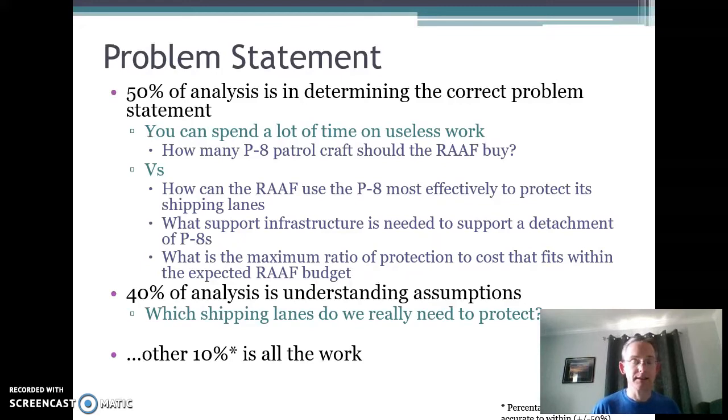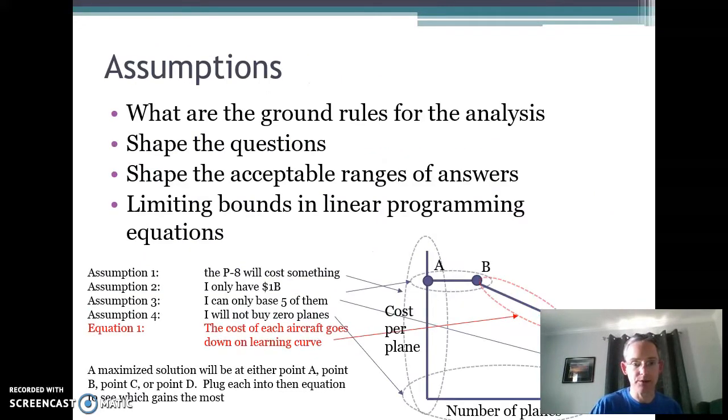You do all that, then it's easy. You just execute the models, right? And you'll come up with answers. But you can really go off on a tangent and spend a lot of money and time in efforts that don't yield good results if you don't do those assumptions right, and if you're not asking the right question. So those assumptions really are the ground rules for the analysis. They shape the range of answers.